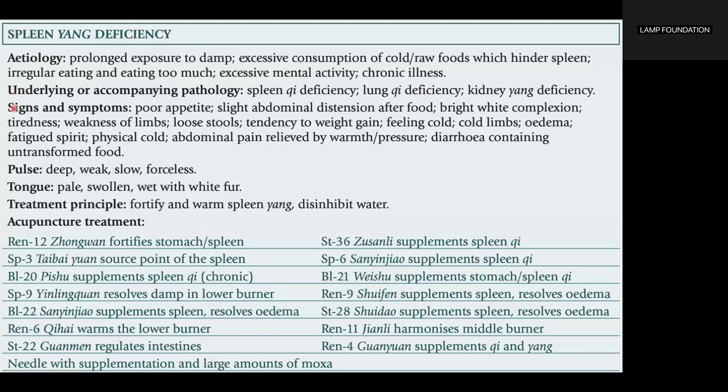Signs and symptoms: poor appetite, slight abdominal distension after food, bright white complexion, tiredness, weakness of limbs, loose stools, tendency to weight gain, feeling cold, cold limbs, edema, fatigued spirit, physical cold, abdominal pain relieved by warmth and pressure, diarrhea containing untransformed food. Pulse: deep, weak, slow, forceless. Tongue is pale, swollen, wet with white coating.